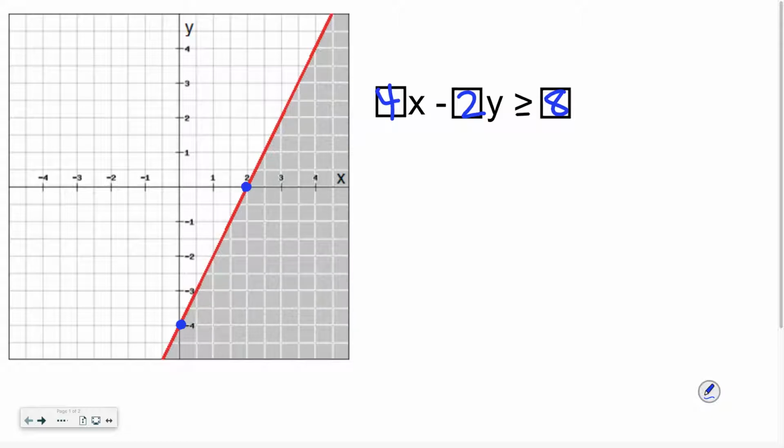Okay. Do we have a different answer? Do we have a different one? What if I made this 12? What would need to be the coefficient of x? What would need to be the coefficient of y? 3, right? We need a y-intercept of -4 and an x-intercept of 2.